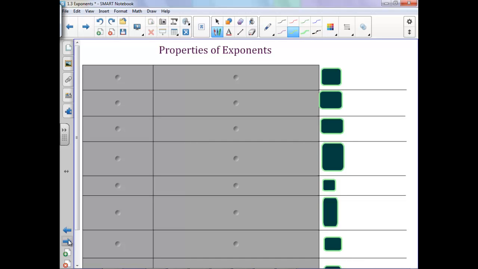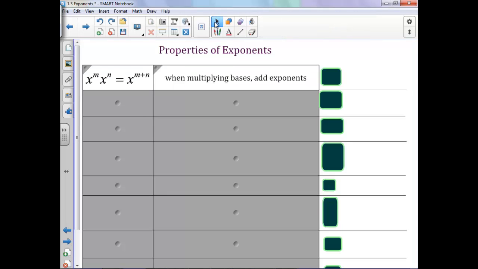Alright, some properties and rules of exponents. We're going to be going a little fast on these just because there's a lot to get through and these videos can't be very long. So this first one, when you multiply your bases, you add your exponents. So when we add our exponents over here, we're going to get x to the 7 plus 5, which is 12.